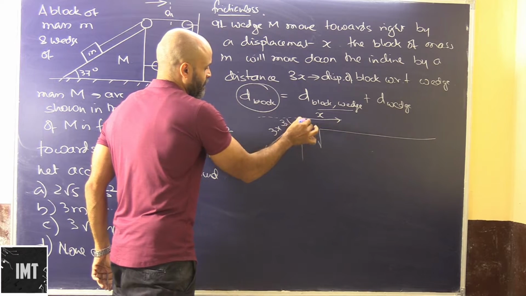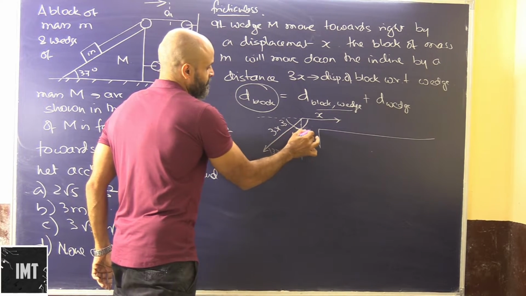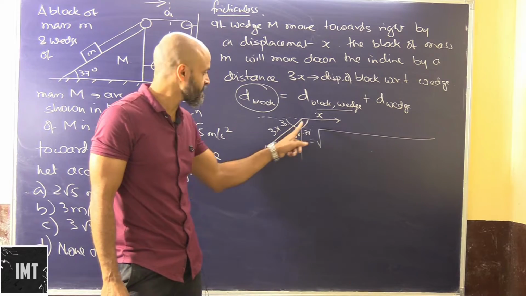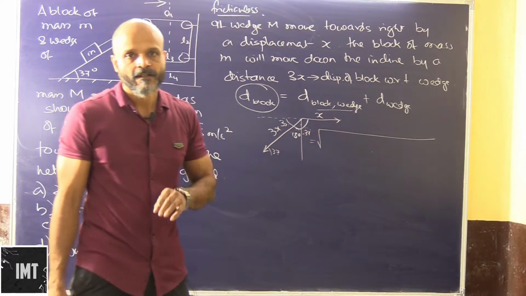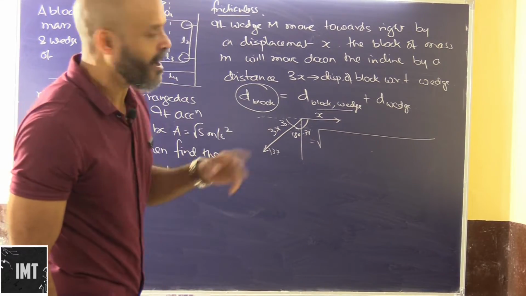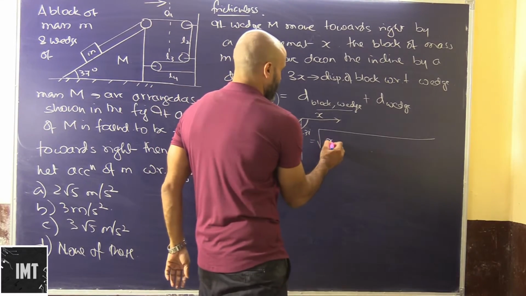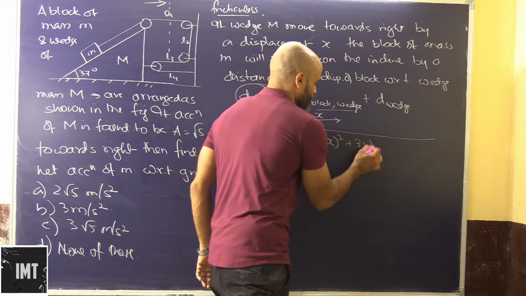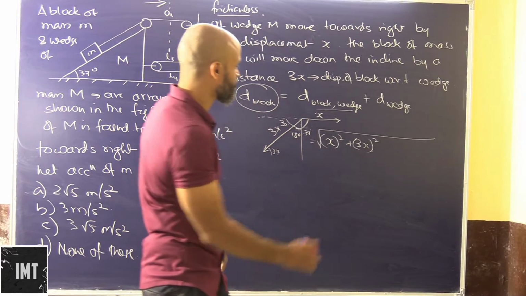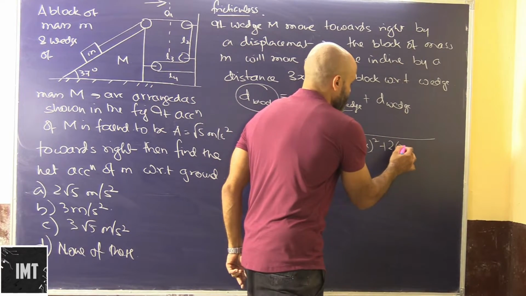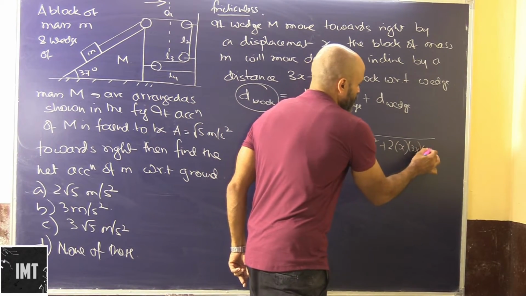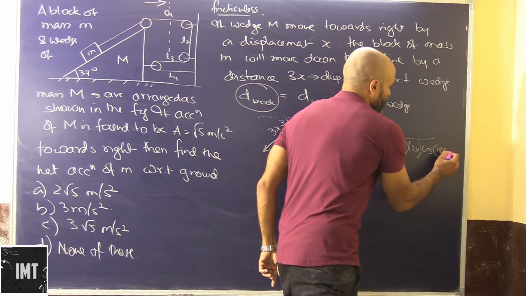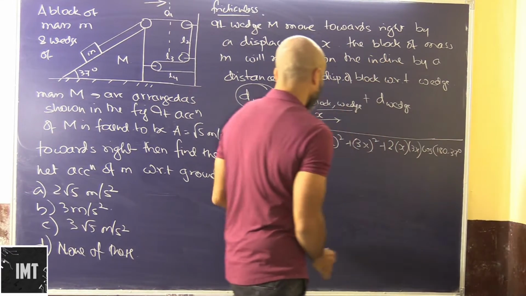So what will this angle be? 180 minus 37. So we have two vectors, one vector is of 3x, the other vector is of x. If we have to find their resultant, how will we find it? This will be x square plus 3x square plus 2x into 3x into cos of 180 minus 37.